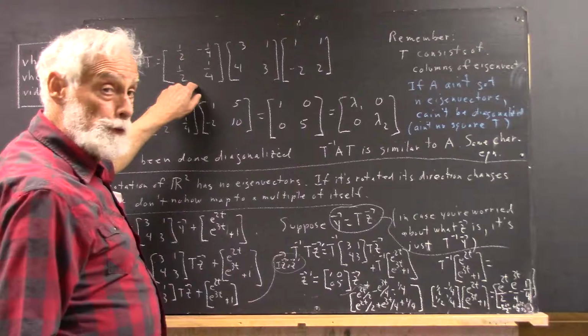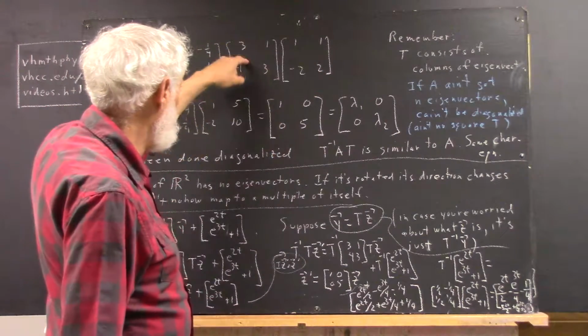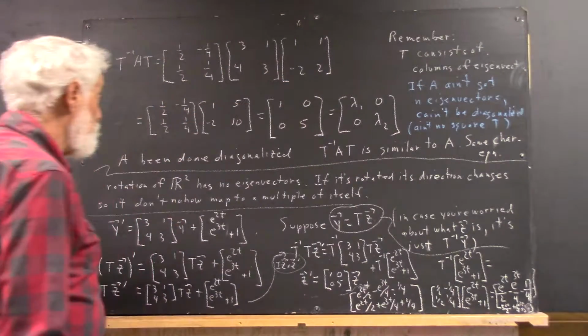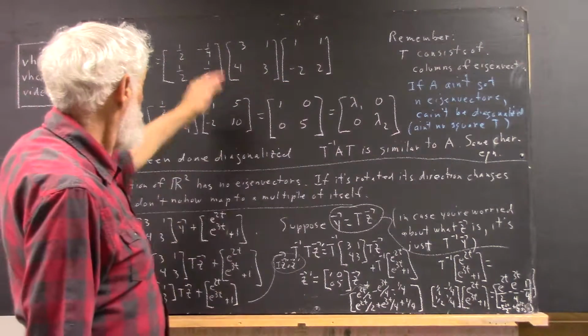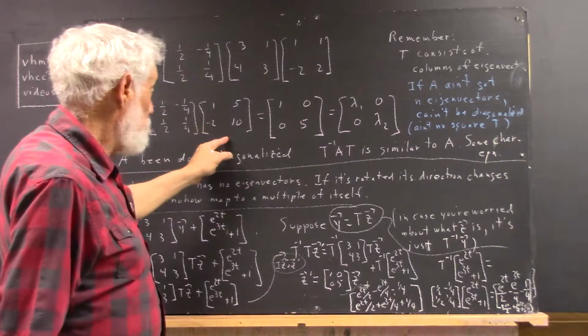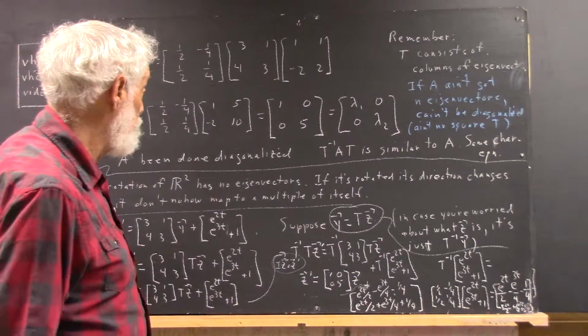Okay, so T inverse AT. Well, here's your T inverse that we calculated a minute ago. Here's your T matrix, column of eigenvectors. And here's your A matrix. If we do this calculation, which is very straightforward, I multiplied this matrix by this because that was easy, and then I multiplied this matrix by this. And I got this. What do we have?